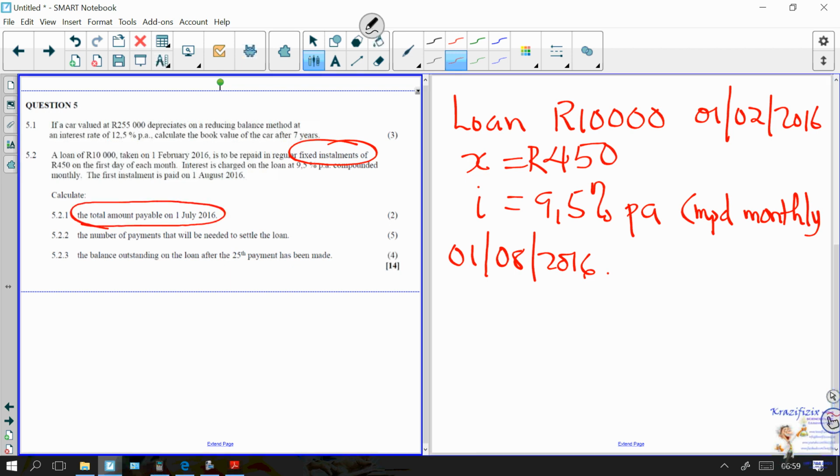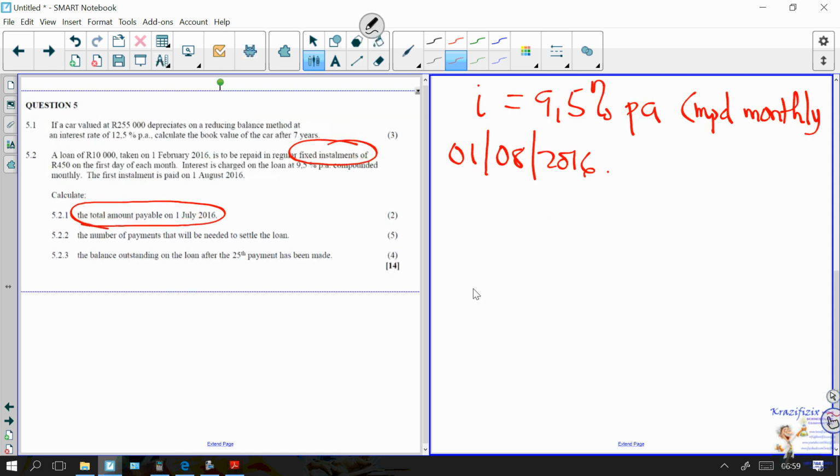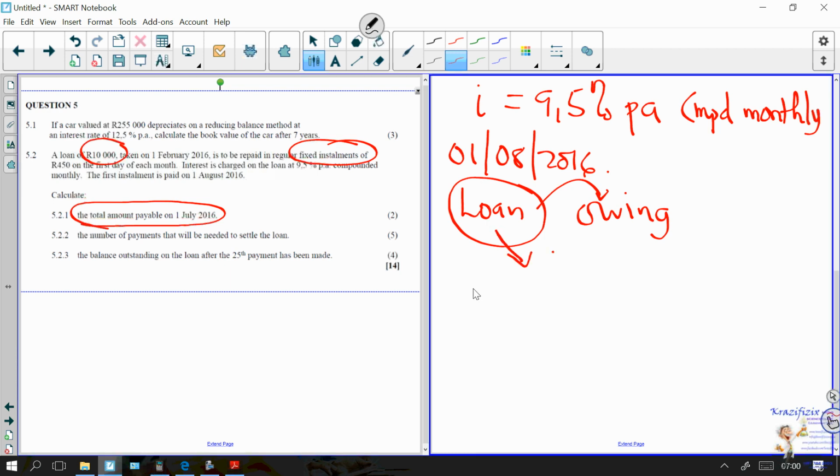Okay, taking a loan here. What am I dealing with? With a loan, guys, you've already taken the loan. You are owing. Once you've taken the loan, you are owing, you need to pay back. But remember, the loan will not stay as a loan like that. The loan is actually growing every month.